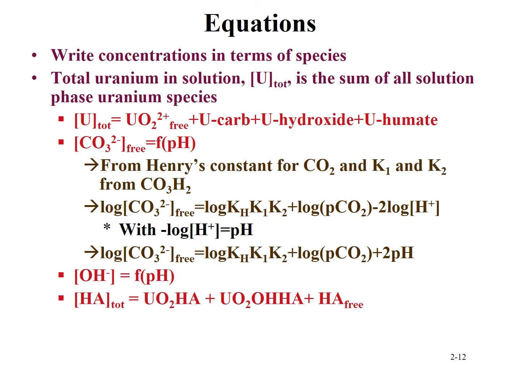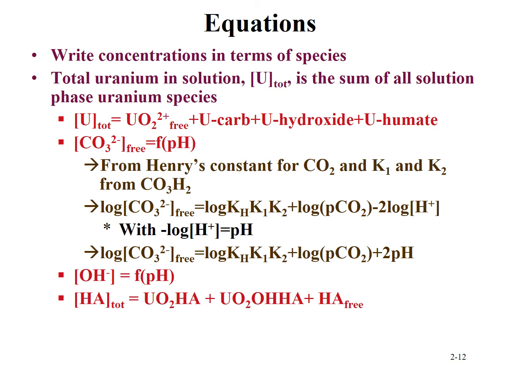Now what we need to do is write our equations. And what we want to do, we want to describe the total uranium concentration in solution, which we'll call U total, as the sum of all the uranium solution species. So for example, the U total is going to be equal to the amount of free uranium plus the amount of uranium carbonates, and we had a few uranium carbonates, and the uranium hydroxides. Make sure that if you have something like the uranium hydroxides, if you have dimers or trimers, you need to include the fact that you have 2 or 3 uranium in those molecules, and uranium humate.